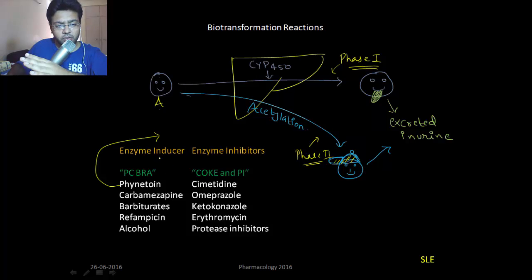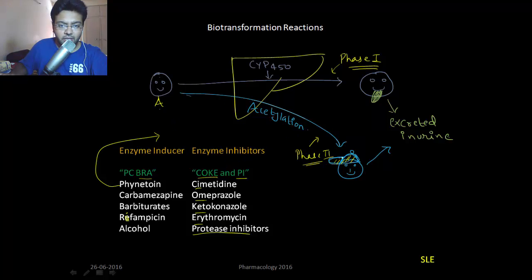So what are enzyme inducers? Just remember, Priyanka Chopra: barbiturates, rifampicin, and alcohol. Phenytoin and carbamazepine, these are enzyme inducers. They can reduce the half-life of other drugs. What are enzyme inhibitors? Coke and P: cimetidine, omeprazole, ketoconazole, erythromycin, and protease inhibitors. Protease inhibitors are a part of antiretroviral therapy, like indinavir or saquinavir.